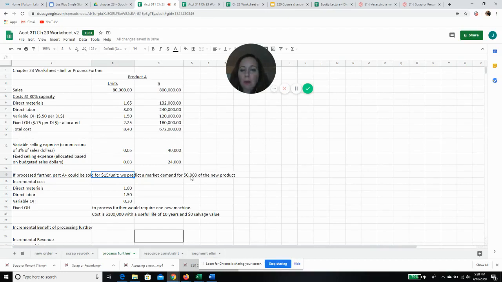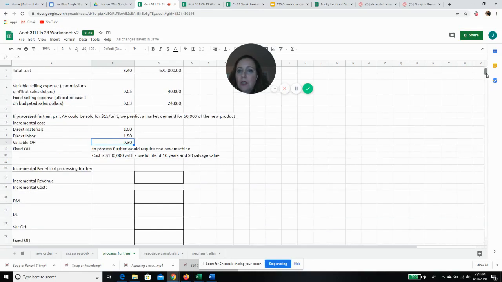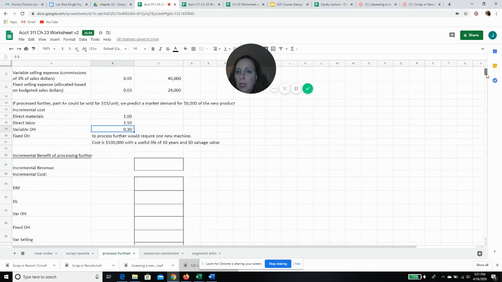Make sense? Okay. If we do that, we're going to need direct materials of $1 per unit, direct labor of $1.50 a unit, and variable overhead of 30 cents per unit. Okay. And that's going to be our incremental costs. All right. So let's go down and take a look.